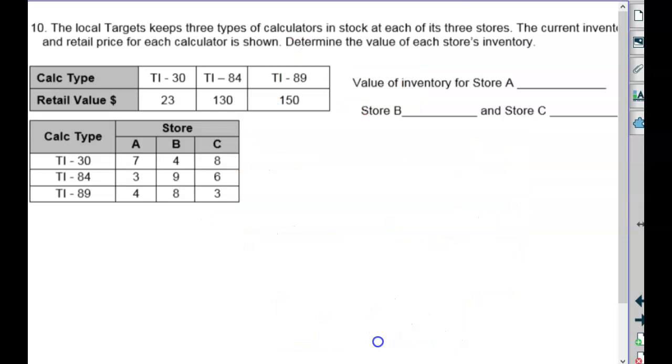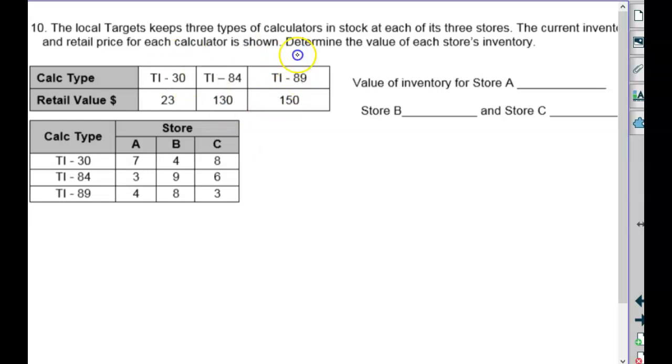Okay, number 10. This is for sure on the quiz. The local Targets keep 3 types of calculators in stock at each of its stores. The current inventory and retail price for each is shown below. Determine the value of each store's total inventory. Okay, we're supposed to multiply these together because these are all the stores and their calculators, and these are what they're worth. Okay? Let's think about what order we have to do this in.